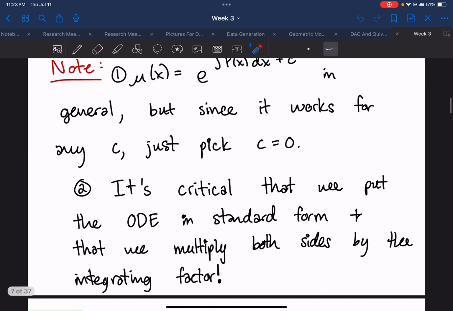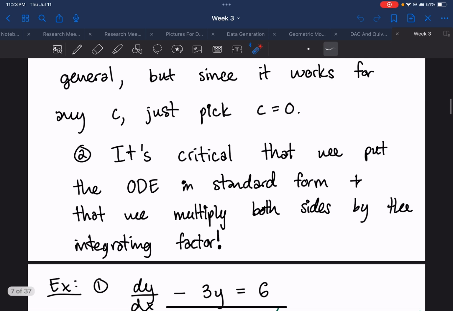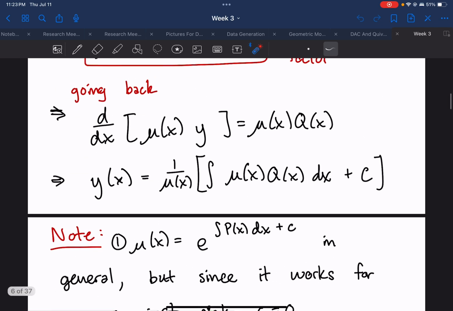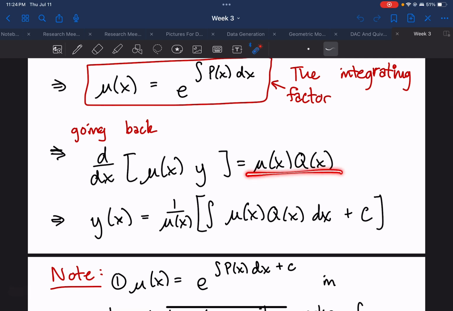Okay. Number 2, it's critical that we put the ODE in standard form. I already said this. I guess I should have waited a second. And that we multiply both sides by the integrating factor, right? Do not forget to multiply the integrating factor to the right-hand side. That's just as important.